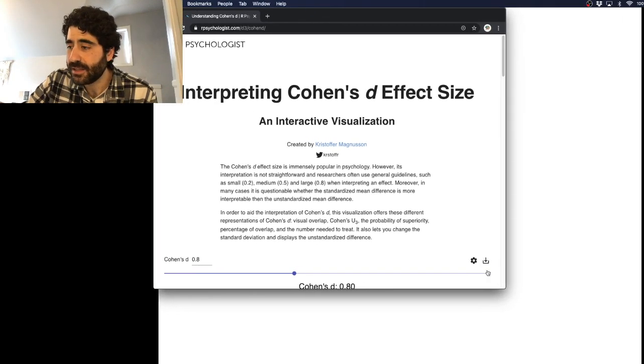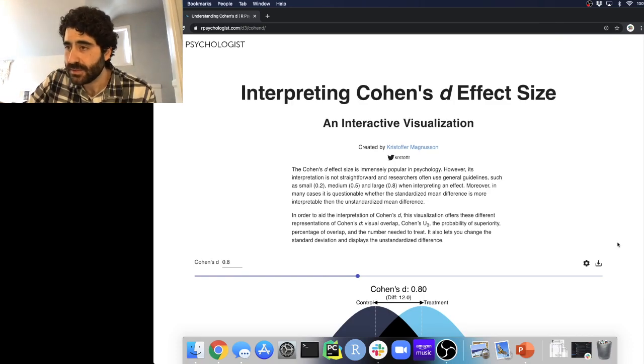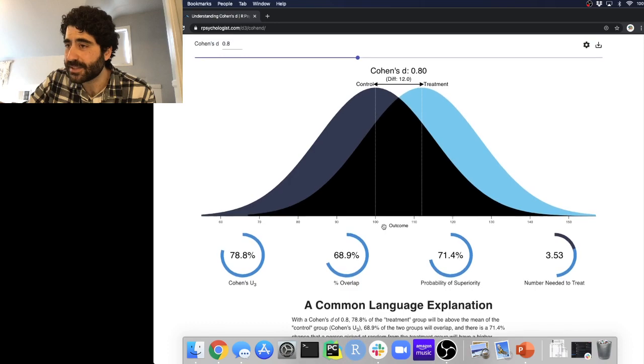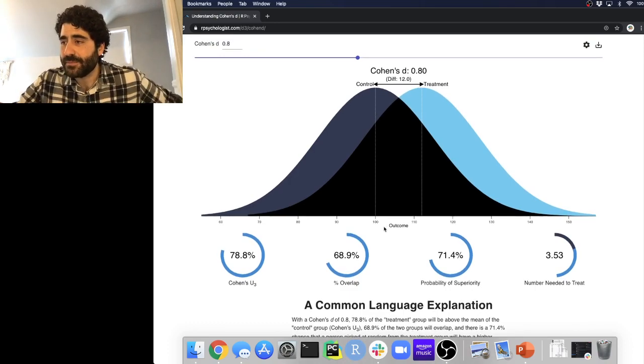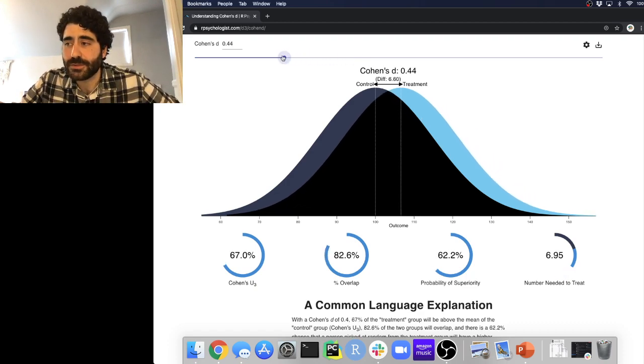Okay, so let's look at one more visualization of this. I like this. This is a really simple little applet here that I think is fun. So what this is showing is we have two groups. They're labeled control group and treatment group. And what we have control over with the slider here is how far apart these groups are.